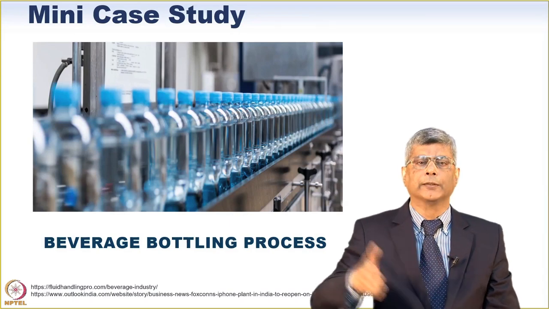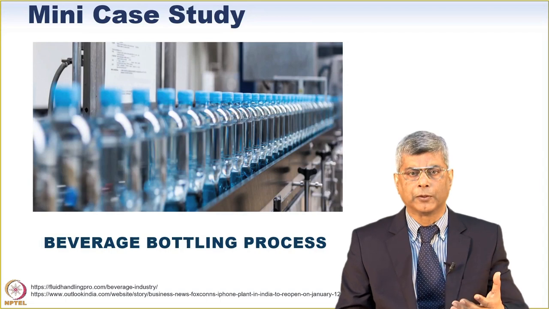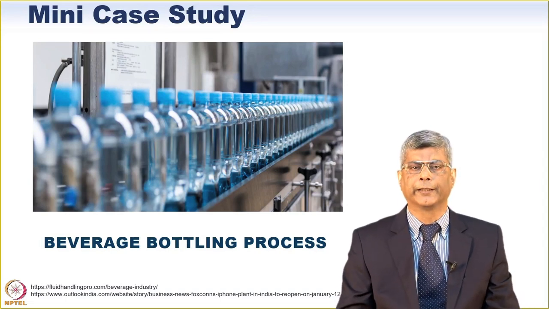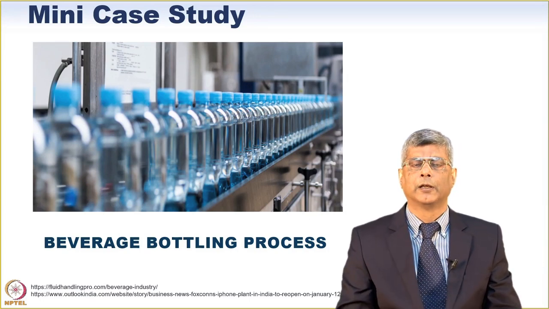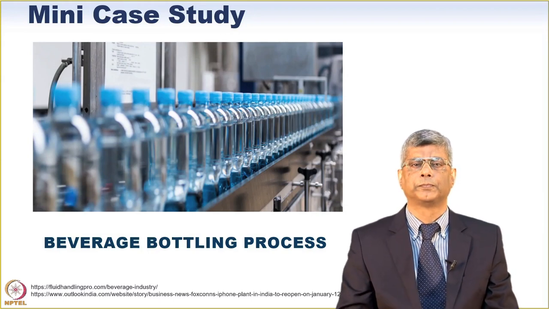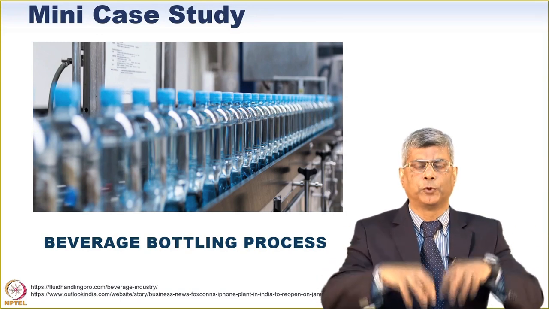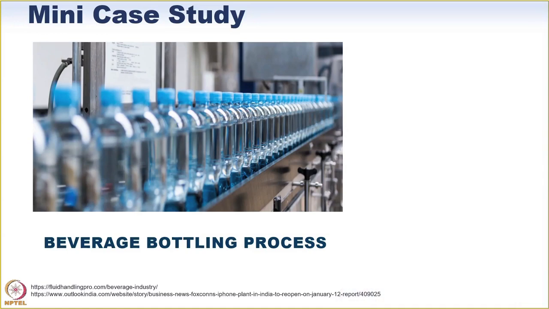And then the bottling into thousands or hundreds of thousands or millions of bottles every day. And some of these bottling lines can go up to 1,000 bottles a minute or 2,000 bottles a minute in terms of pouring the juice into the bottle and capping it. That's about food and beverage.